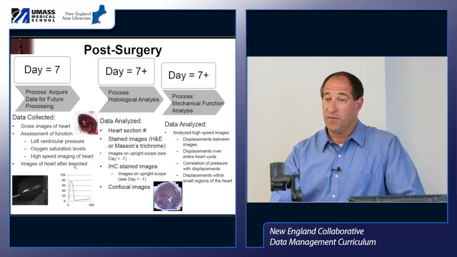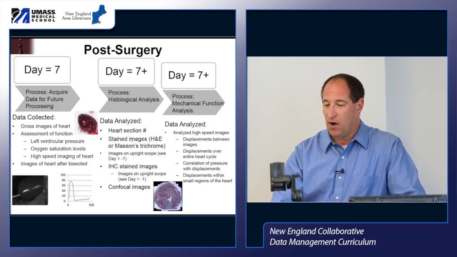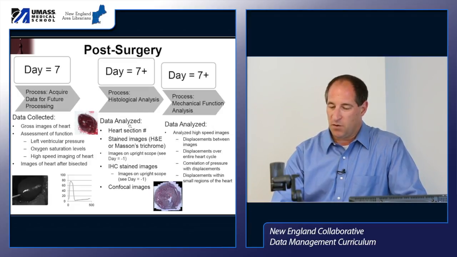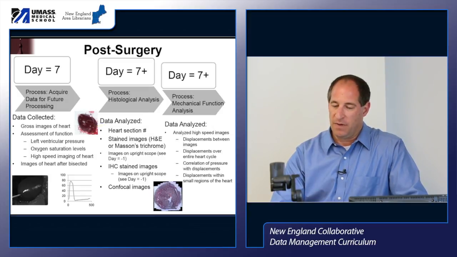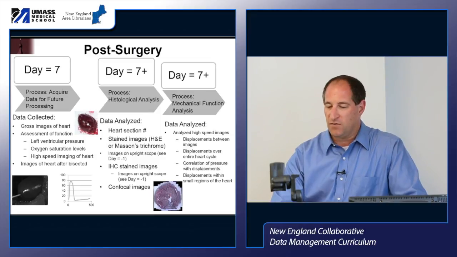After we've acquired all our images, we'll take the heart out and we'll fix it, and then we'll process it. Before we fix it, we'll cut the heart right in the middle, between where the suture goes in and where the suture comes out. We'll call one of those sections the apex, this region down here, and the other the base, because this is the base of the heart and this is the apex of the heart. So now we have two separate sections.